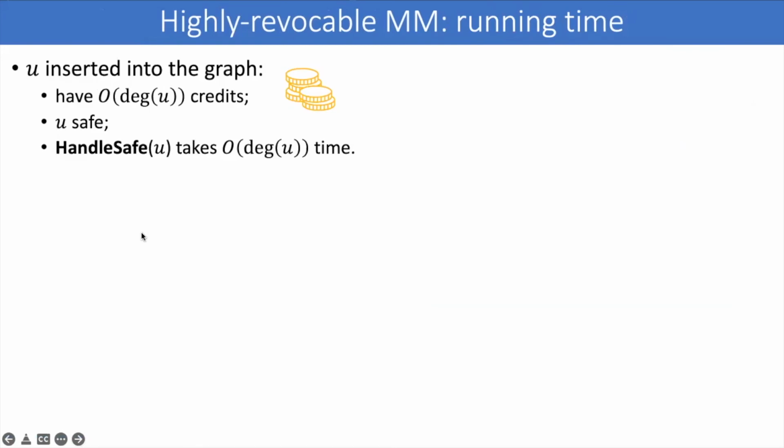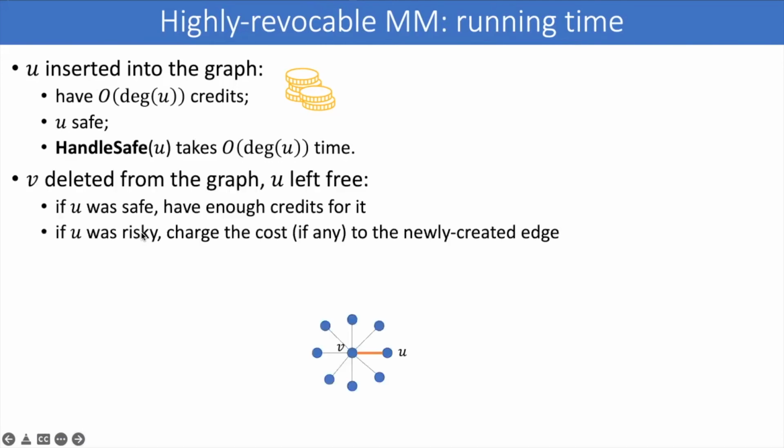We now summarize the charging scheme of the algorithm. When a vertex gets inserted, it gets handled as a safe vertex, and the algorithm has credits for that. The interesting case is when a vertex becomes free due to its neighbor's deletion. Such a vertex U was either safe and the deletion provides us with enough credits, or it was risky and we charge the cost to a newly created edge. This concludes the description of our highly revocable algorithm.